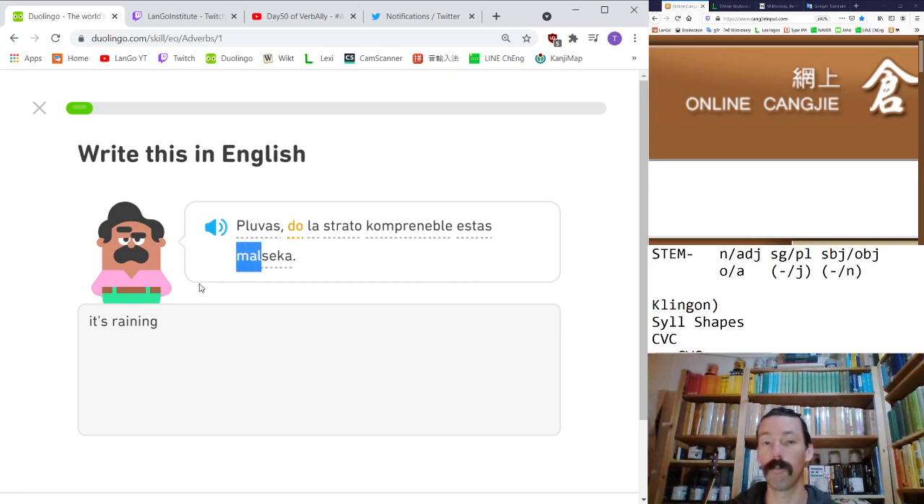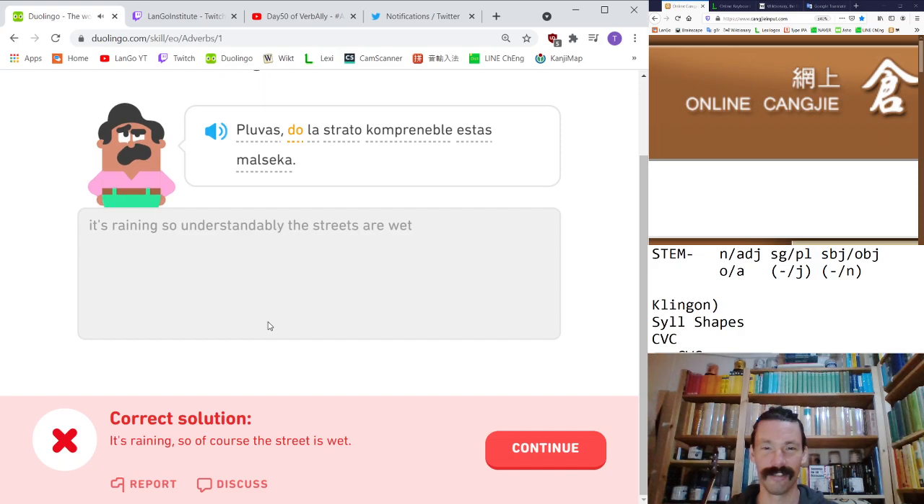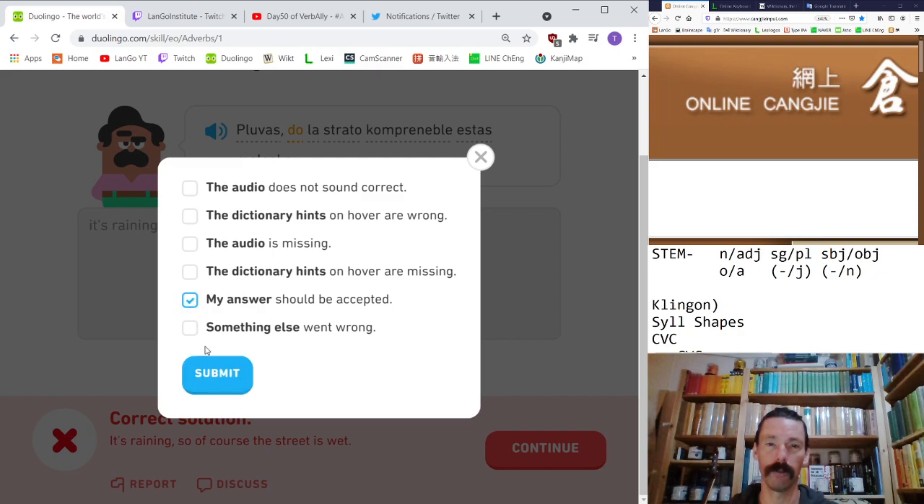So this mal, as in malbona, what it does is it turns the meaning of a thing in the opposite direction. Turns good into bad, seca dry into malseca meaning wet. It's raining. So understandably, the streets are wet. So of course the street is wet. Of course. I think mine is pretty good though too.